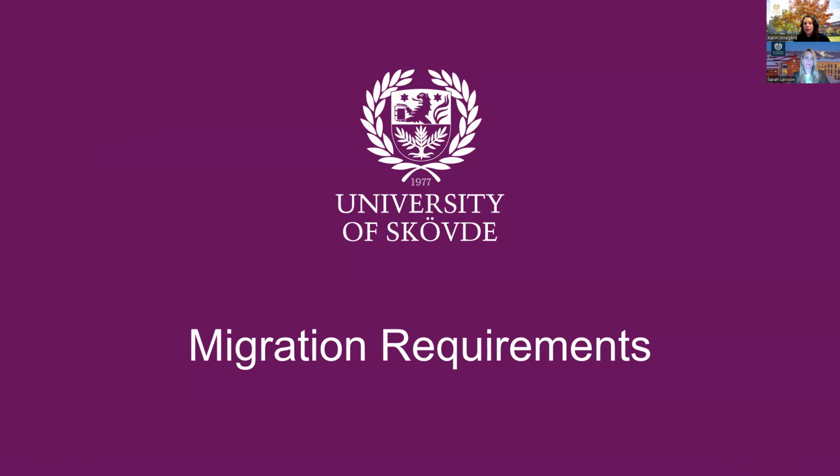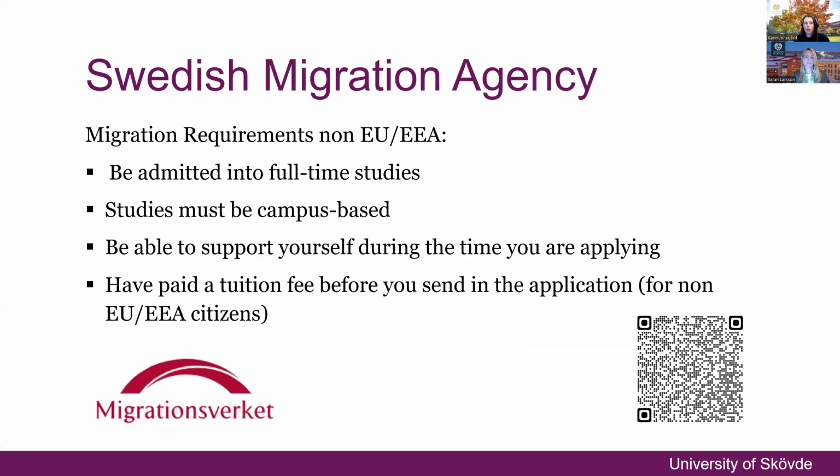And I'm just going to mention some things about the migration requirements. So these are the requirements if you're a non-European or EEA student. You need to be admitted to full-time studies to be able to get a residence permit for studies, and studies need to be campus-based. You need to be able to support yourself during the time you are applying, as well as while you are here. You have to have paid a tuition fee before you send in the application for non-European or EEA students. So, as mentioned, you need to be able to support yourself during the time period you're going to be here.